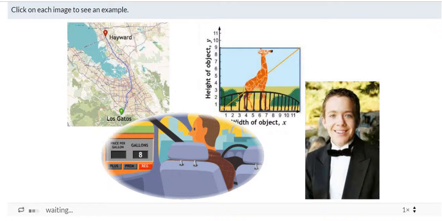This is topic 3, block 1, starting on page 63 of your workbook. First part is going to be a little bit of a review of what we've learned so far. We've seen these pictures on the board already.